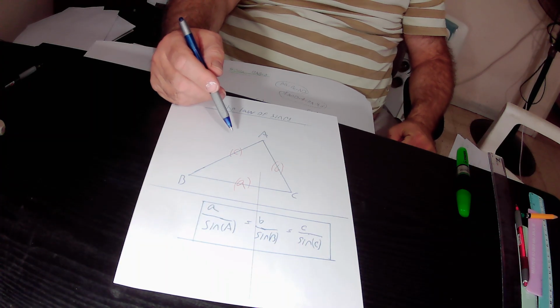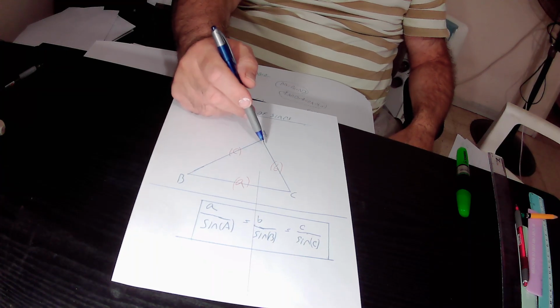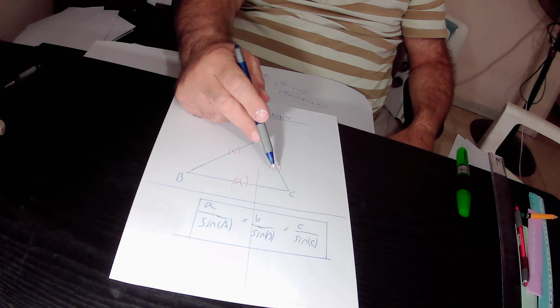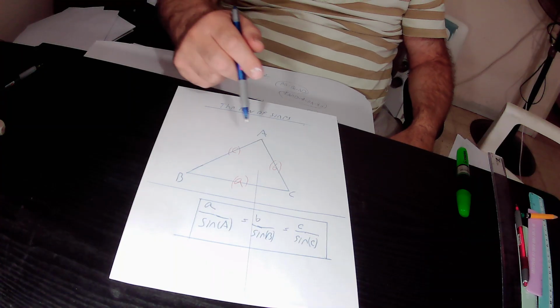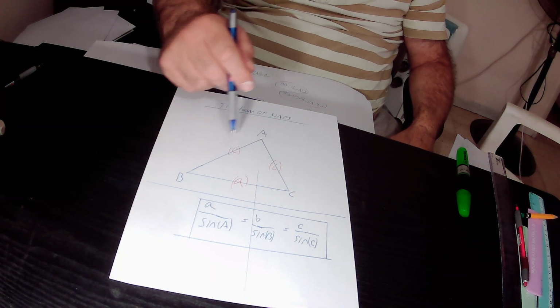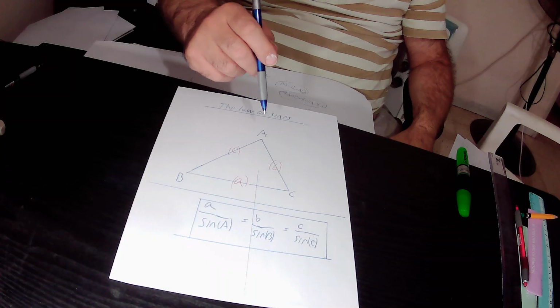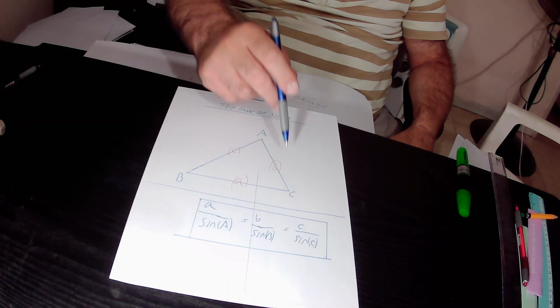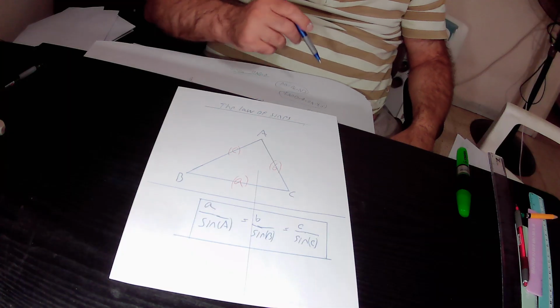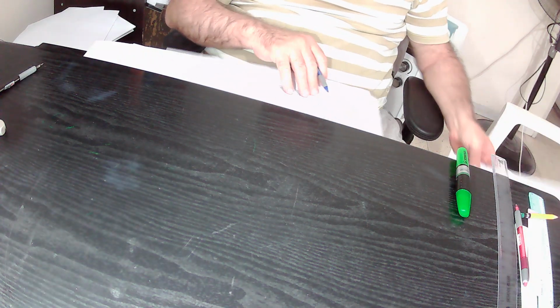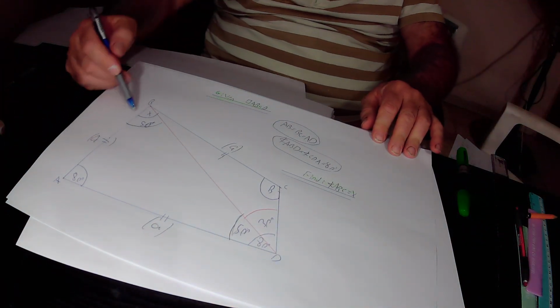So, this triangle ABC could be any triangle. According to the law of sines, the following equation holds: a over sine A equals b over sine B equals c over sine C. Again, capital A, capital B, and capital C are the sizes of those three angles inside triangle ABC. Repeat again, this triangle ABC could be any triangle. So we can implement the law of sines in our drawing, in this triangle ABD.